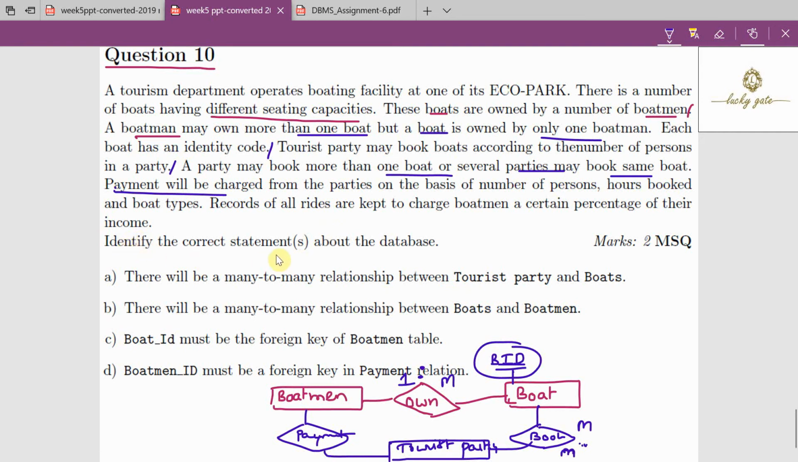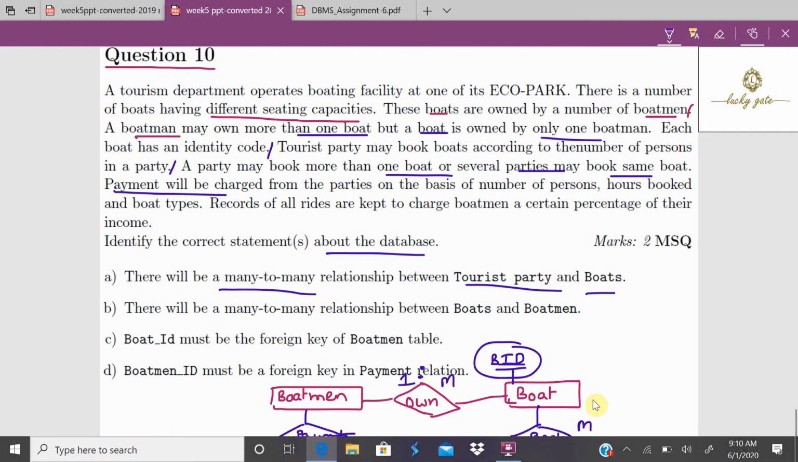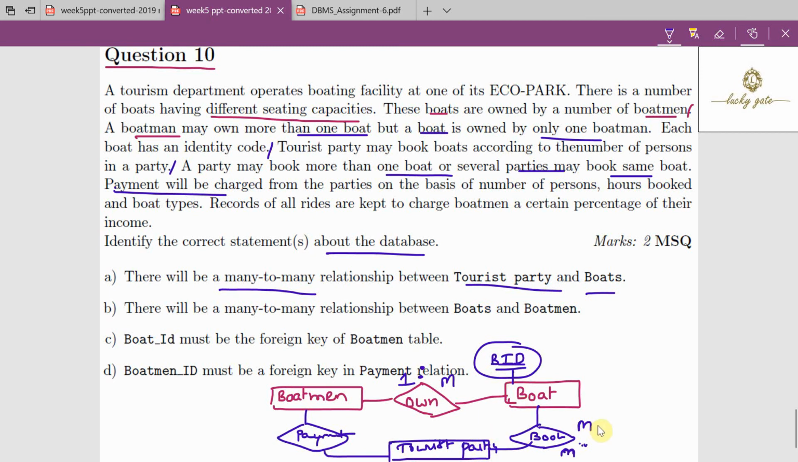Now the question is, identify the correct statements about the database. Option A: there will be a many-to-many relationship between tourist party and boats. Between tourist party and boats, we identified a many-to-many relationship. So option A is correct. Option B: there will be a many-to-many relationship between boats and boatmen. Do we have many-to-many between boats and boatmen? No. Why? Because one boatman may own many boats, but one boat is owned by one boatman only.